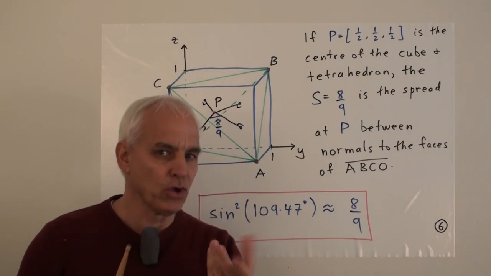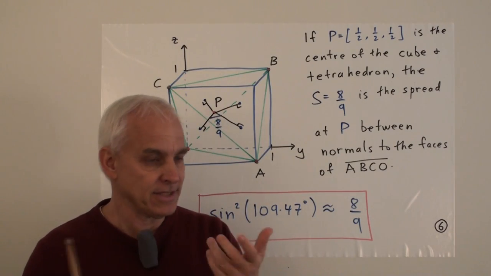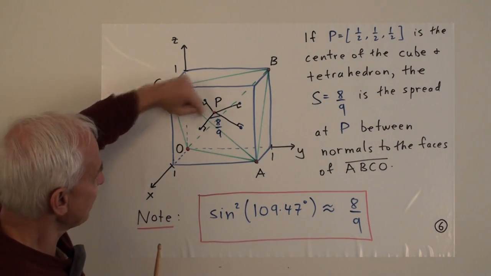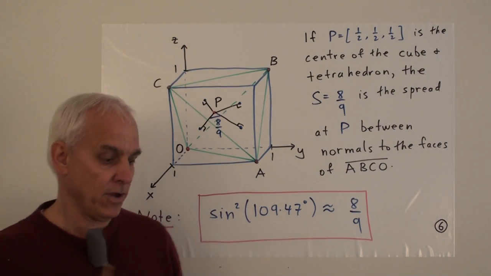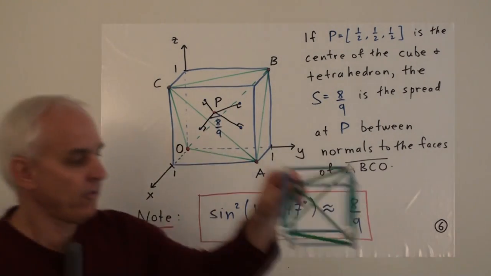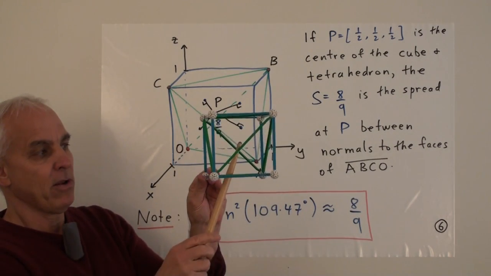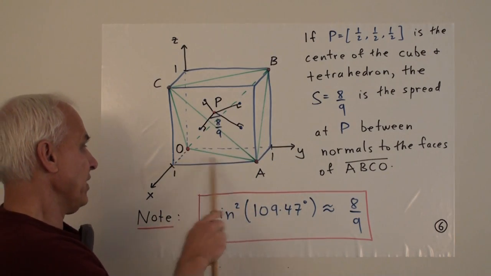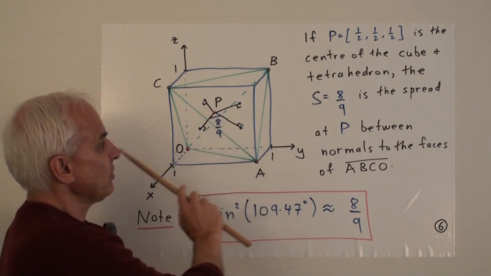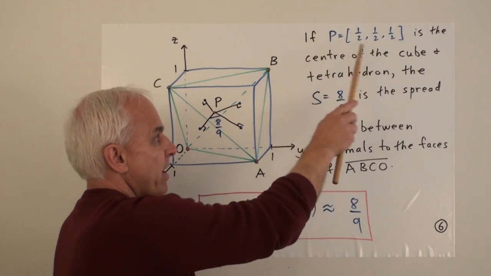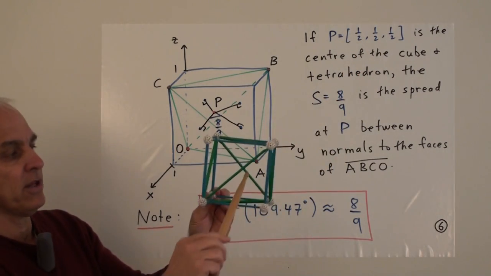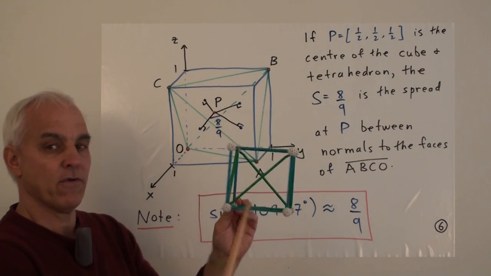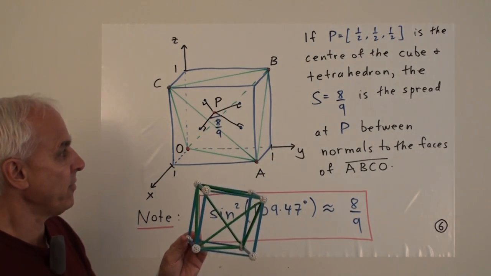Now there's another way of looking at what this 8/9 stands for. So here's our tetrahedron again, and I'm identifying the center of the cube and the tetrahedron. So here's our cube again, and somewhere right in the middle is the center of the cube. Because that's the origin and these are all ones here, that center is going to have coordinates 1/2, 1/2, 1/2. Let's call it P. So there it is right in the middle. That's the center of the cube, and it's also the center of this regular tetrahedron.